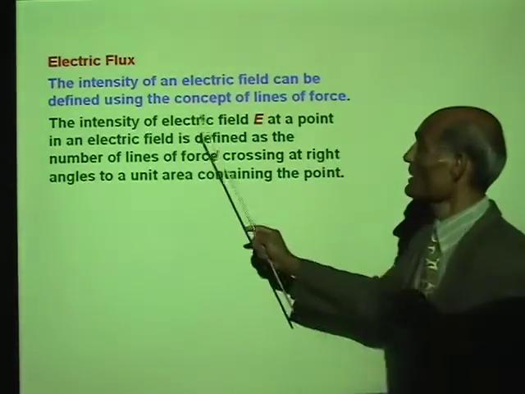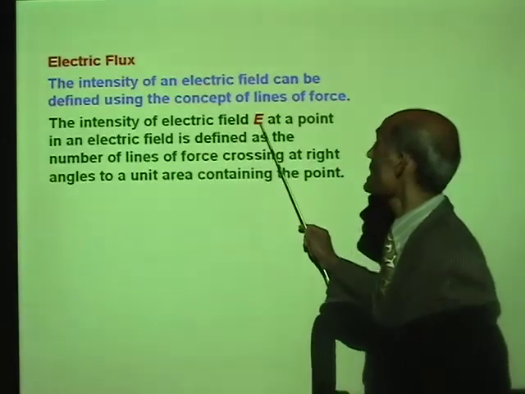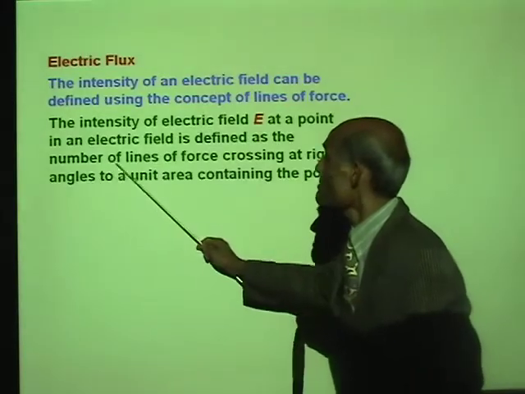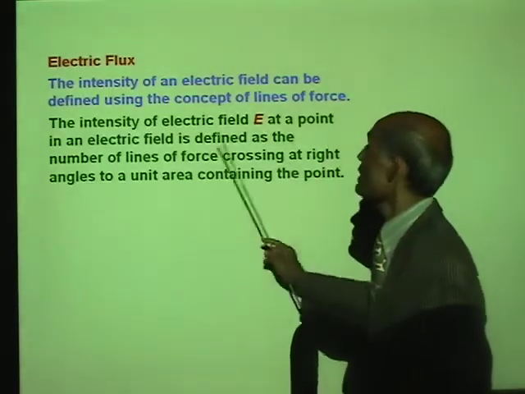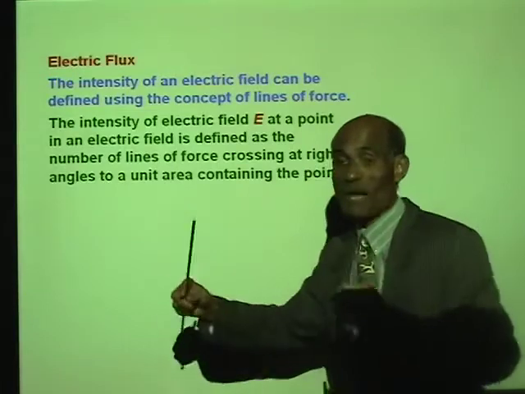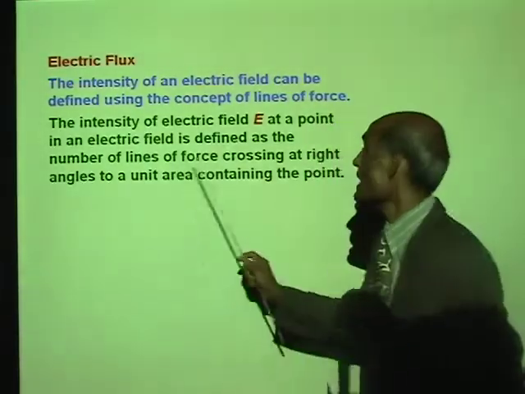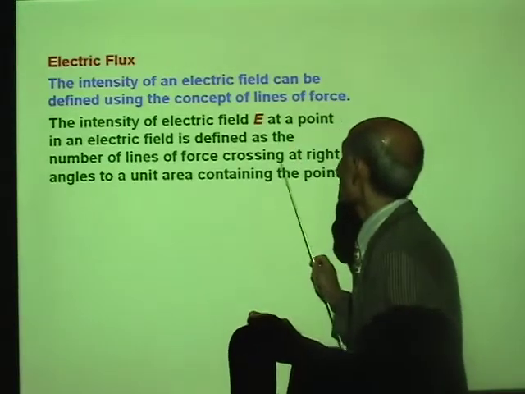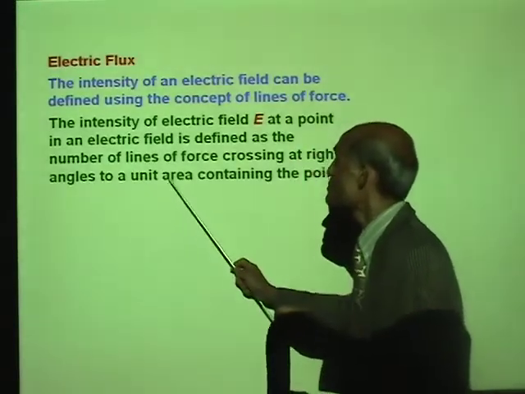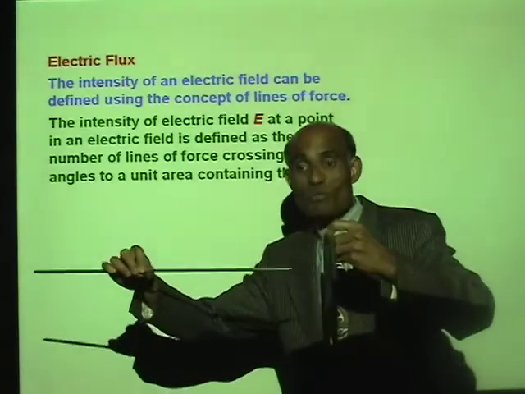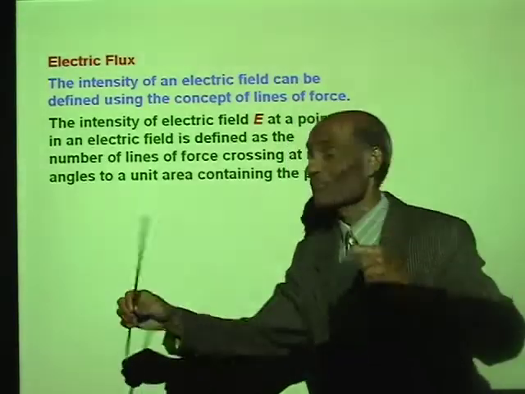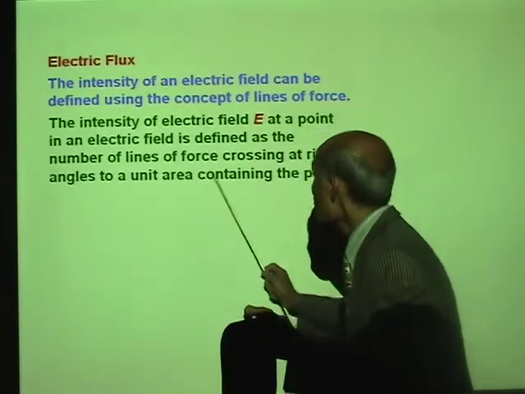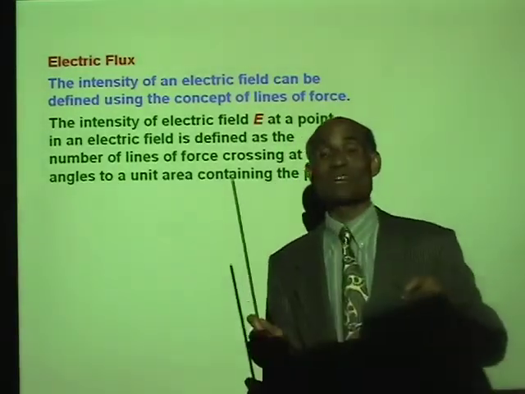That's what this means. The intensity of electric field E at a point is defined as the number of lines of force crossing at right angles. That is the electric flux. So I can replace this whole phrase, the number of lines of force crossing at right angles, with the word flux. So it's a measure of the flux crossing a unit area containing that point.